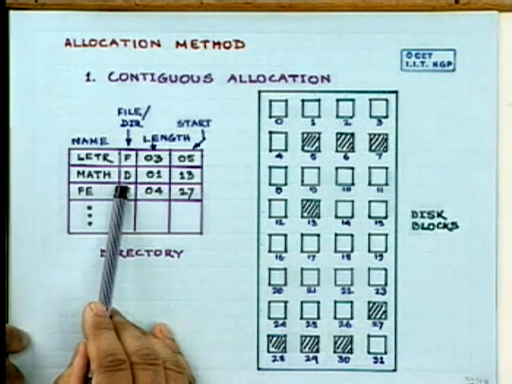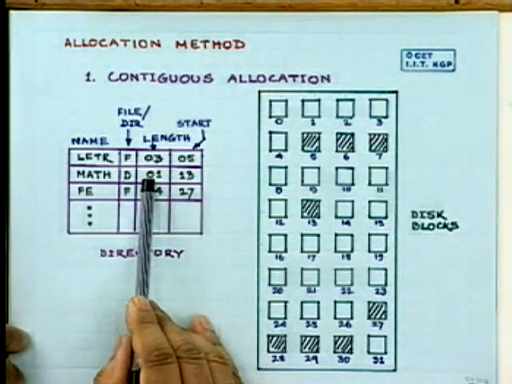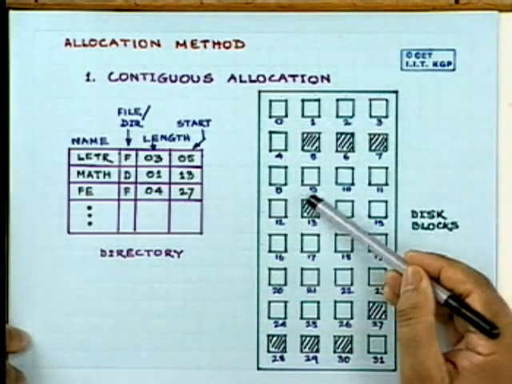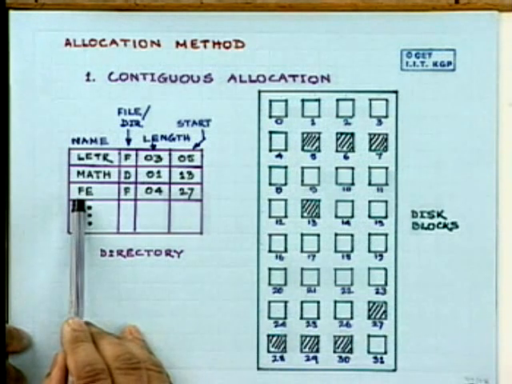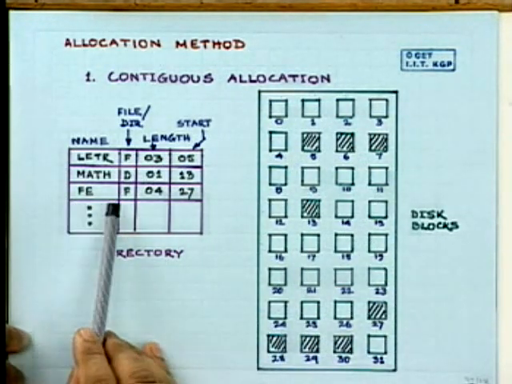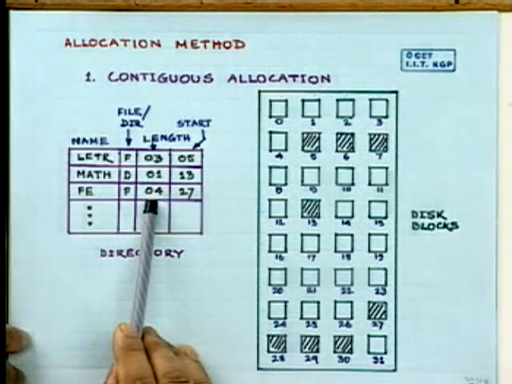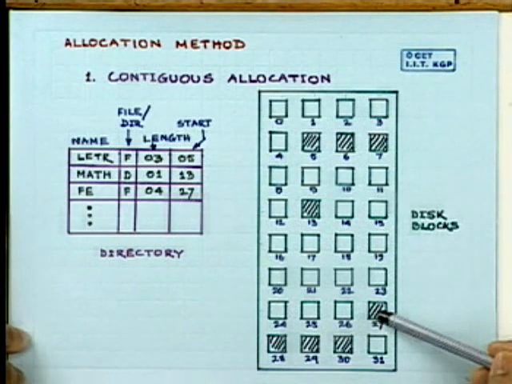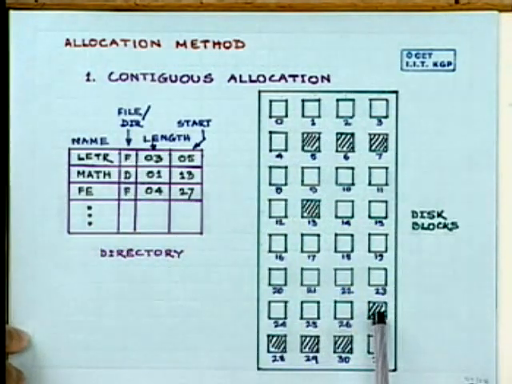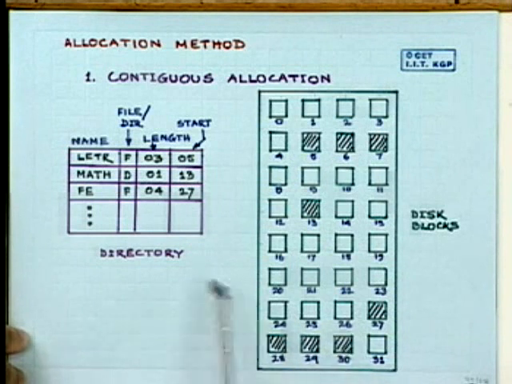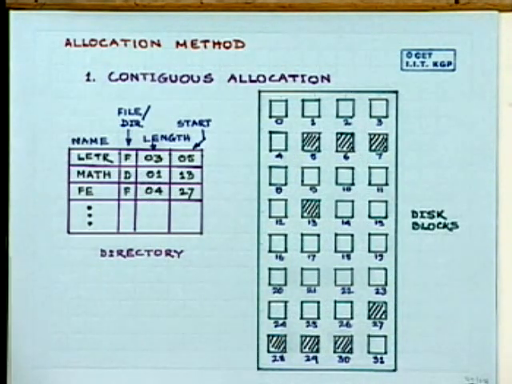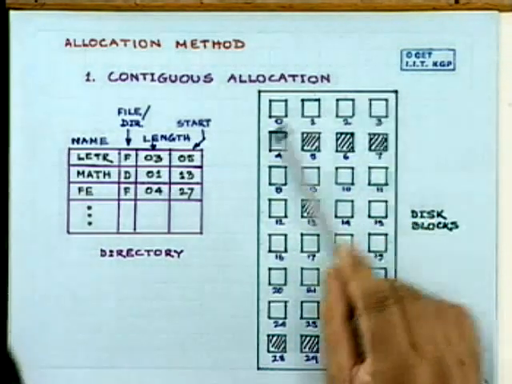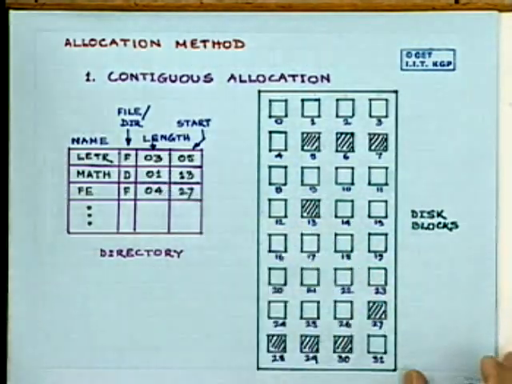Math is a directory, and it is allocated only 1 physical block, and that physical block is 13, itself being a directory. FE is once more a file, which is of length 4, and the start address is 27. That means it starts at 27, and it's a contiguous allocation. Therefore, it takes 27, 28, 29, and 30. That size is shown here. That's a contiguous allocation for a file or a subdirectory in the disk space in terms of physical blocks.